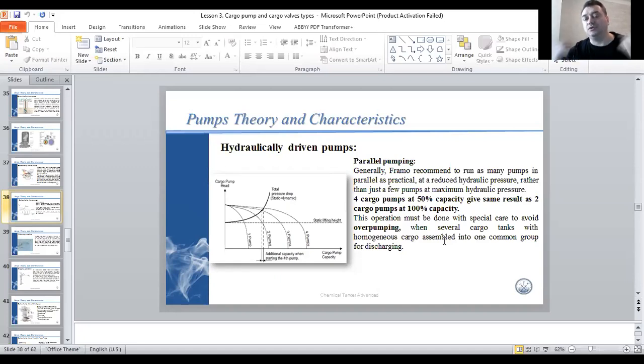When you discharge with only two pumps at full capacity, your smallest mistake can lead to a big difference. You can go from one side to another, the pumps can push each other, and you can receive cargo in that case that you will never understand where it appeared from. So that's why I suggest, not I, it is the recommendation from Framo, to use four pumps instead of two pumps with 100% capacity.